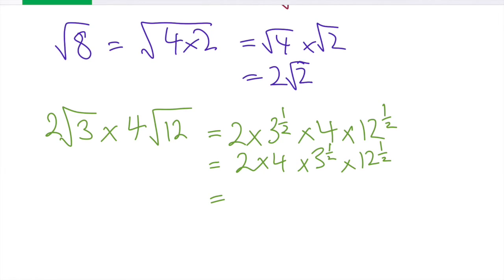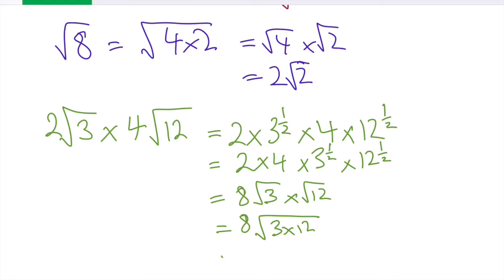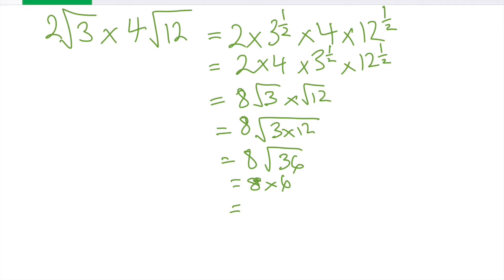Converting this back to my square roots, I can say, well, this is 8 times the square root of 3 times the square root of 12. And if I go backwards from what I've been doing, I can say this is 8 times the square root of 3 times 12, which is 8 root 36, which is 8 times 6. Eight times 6 is 48. And so we've essentially taken something that looks quite complicated and discovered that it actually is just a whole number.